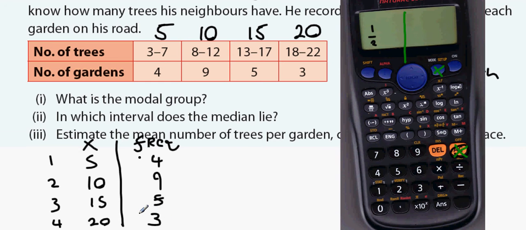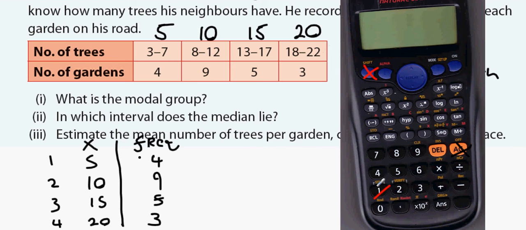5 equals, 4 equals, press 10 equals, 9 equals, 15 equals, 5 equals, 20 equals, and press 3 equals. Now once you have that, all you gotta do next is just quickly rub that out. Press the AC button. Once you press the AC button, you're gonna press the shift button, the stat button.